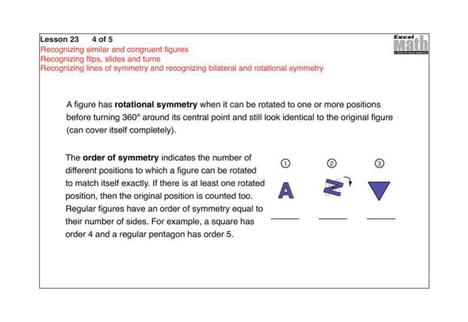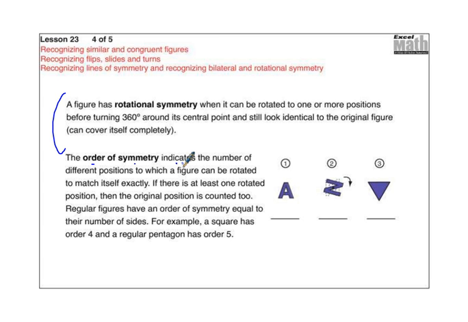All right, a figure has rotational symmetry when it can be rotated to one or more positions before turning 360 degrees around its central point and still look identical to the original figure. It can cover itself completely. So this one's kind of tricky. This is probably new to most of you. That is very confusing, but I think you'll understand it when you see me explain it in a second.